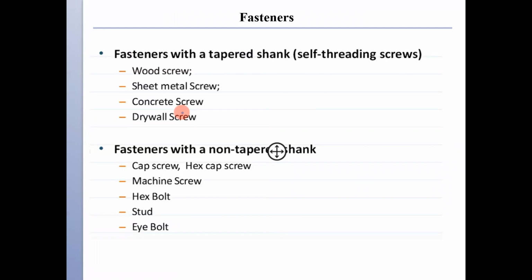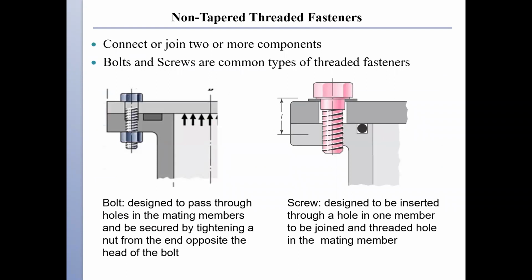All right, this concludes power screws, and we want to move to learning about fasteners and bolted connections. Some fasteners have a tapered shank and others have non-tapered shanks. We have tapered shanks for wood screws, sheet metal screws, concrete screws, and drywall screws. So these are the self-threading screws. Non-tapered shanks are for cap screws, machine screws, hex bolts, studs, and eye bolts. The non-tapered threaded fasteners are used to connect or join two or more components, and these are the ones we want to focus on for bolted connections.